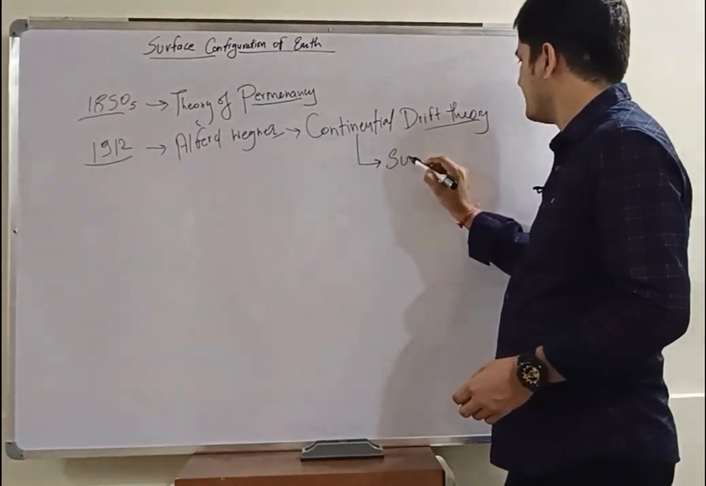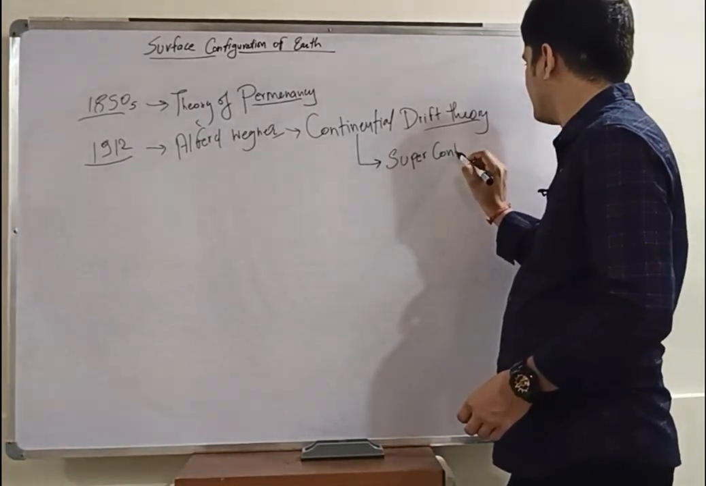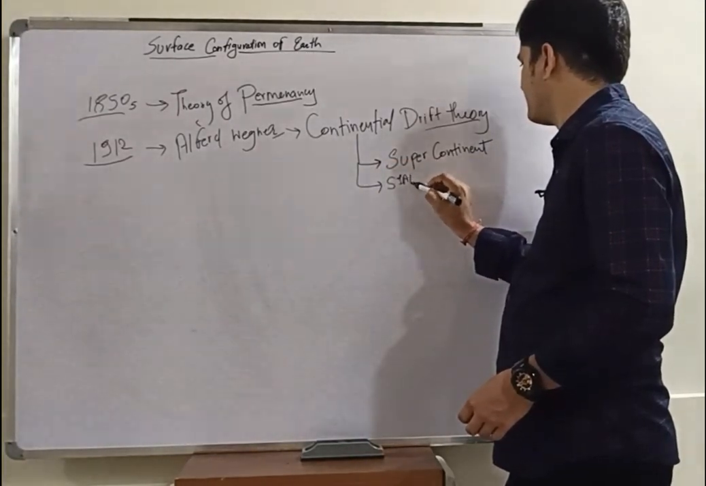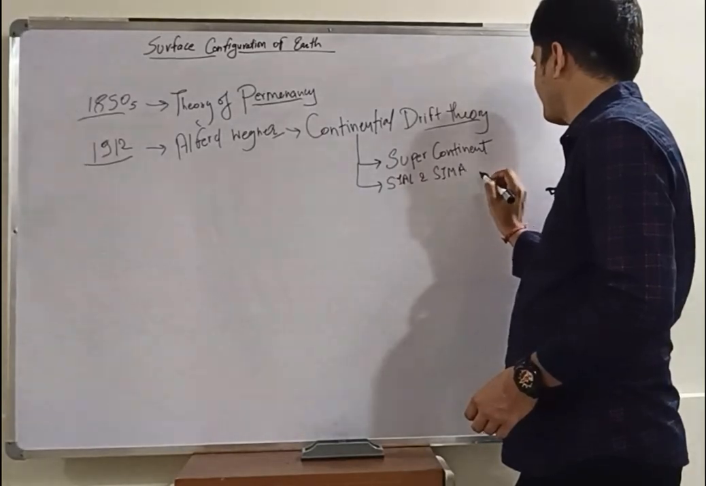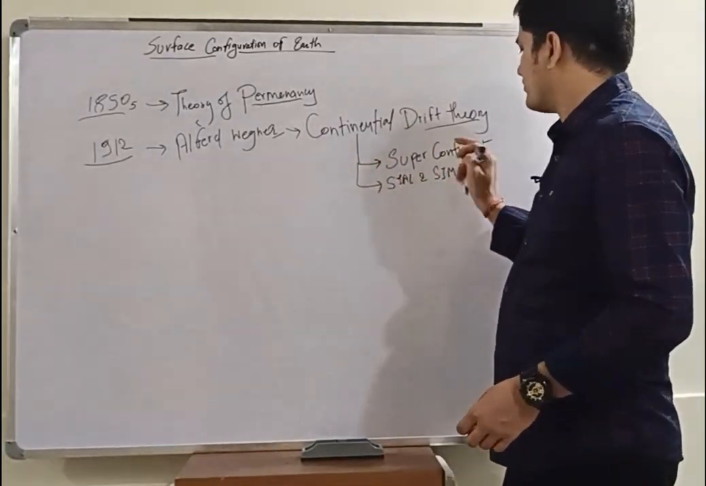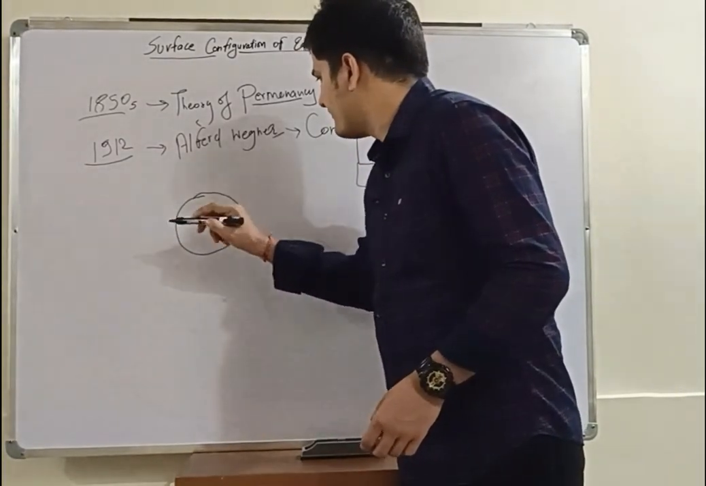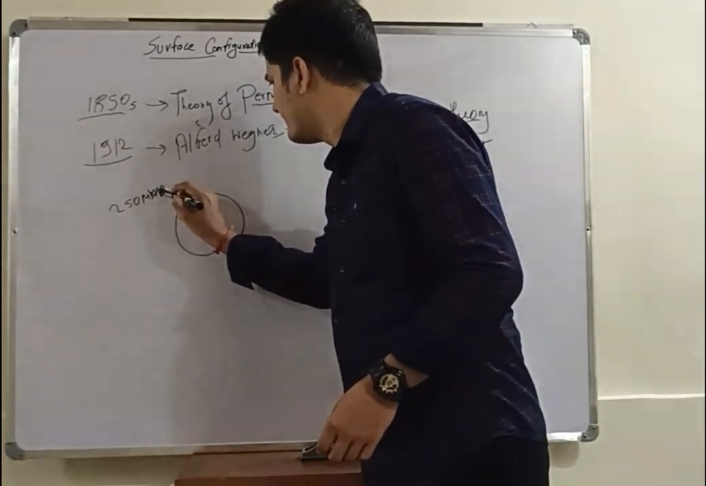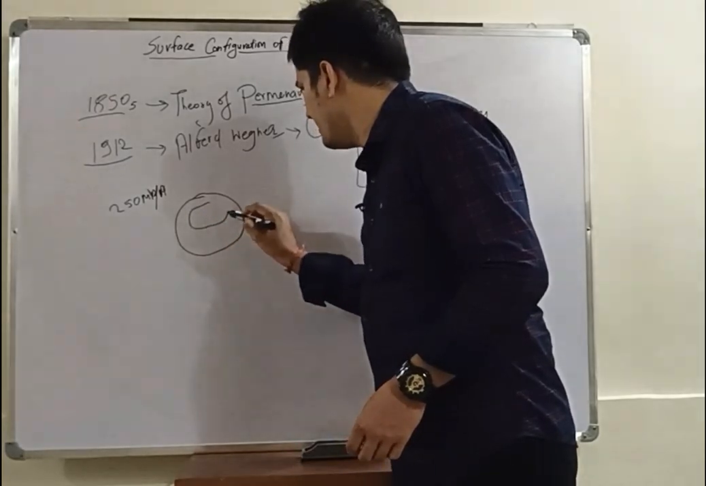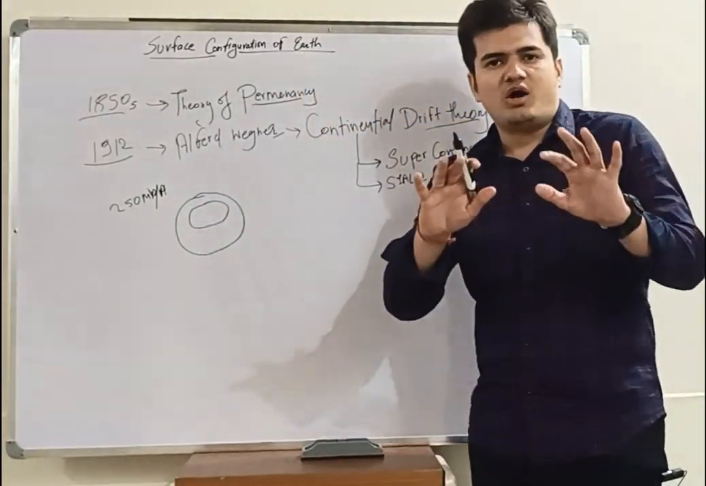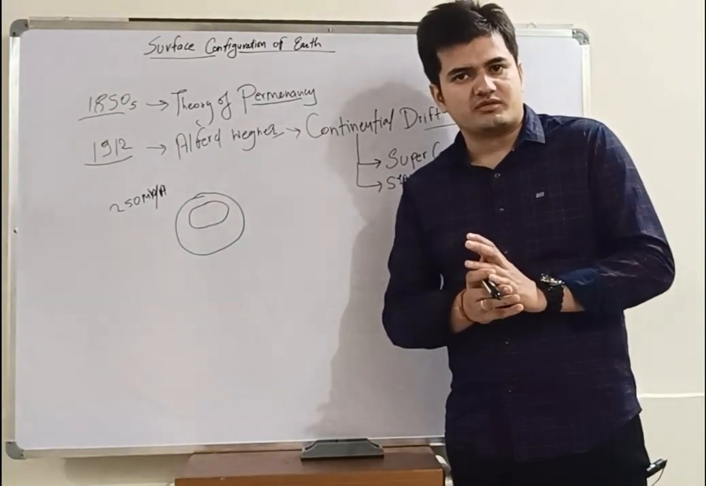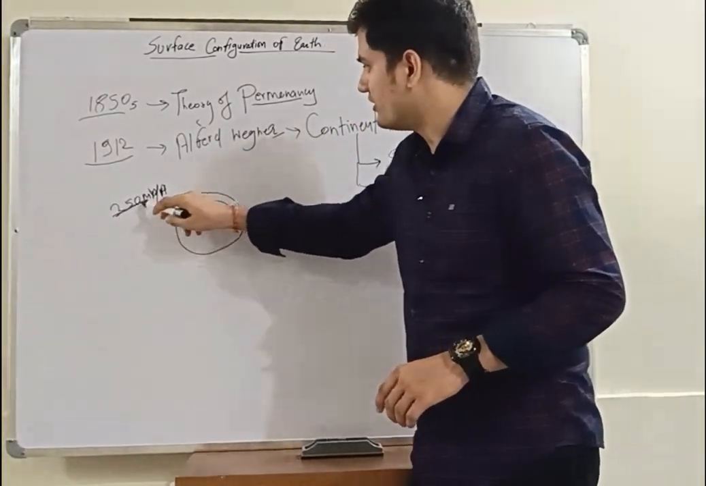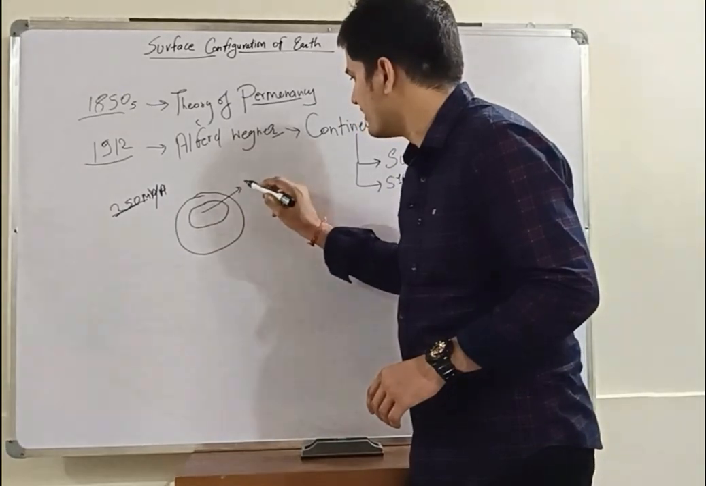The first is the supercontinent, and the second is Sial and Sima. So Alfred Wegener talked about the supercontinents. He said that around 250 million years ago, there was a large giant continent. So all the continents we see on the surface of the Earth today were all combined, joined around 250 million years ago, and this giant continent was known as Pangaea.